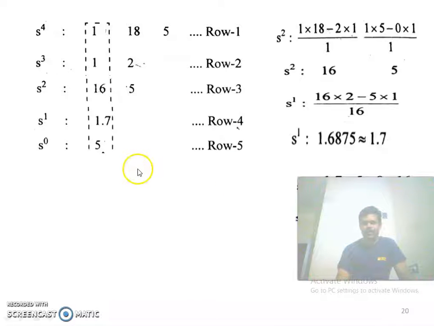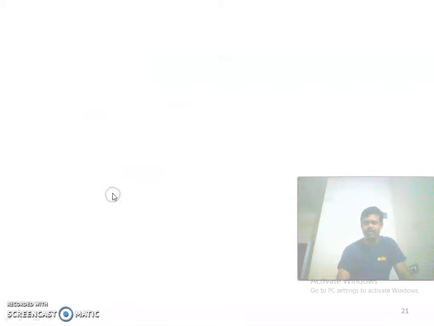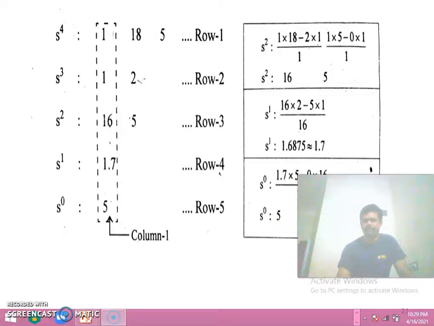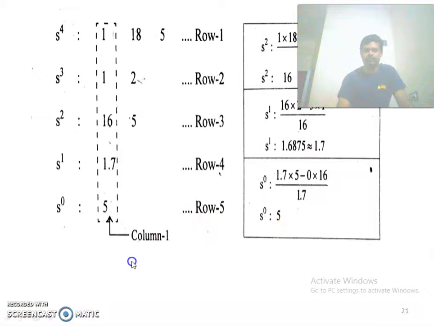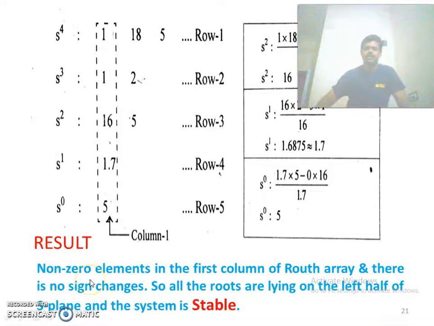Next we are going to calculate s to the power 0, the next row. It is 1.7 into 5 minus 0 into 16 divided by 1.7. So we will be getting 5. So this is the first column. In the first column, all elements are positive and there are no zeros. So the system is stable. Since we are having non-zero elements in the first column of the Routh array and there are no sign changes, all the roots are lying in the left half of the s plane and the system is stable.